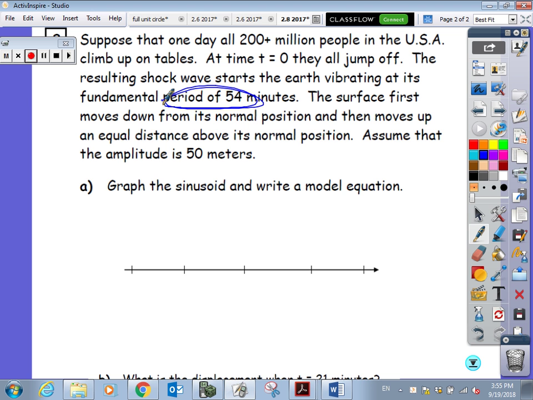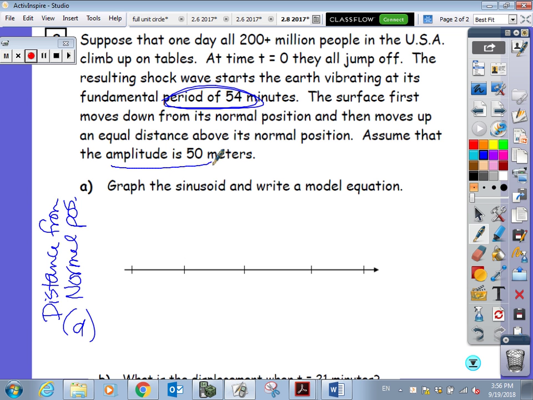All right, so this is going to be distance from normal position. And it doesn't tell us anything, so I'm going to use D again. You can pick Y. You can pick anything but T because that's already been told what it is. Assume that the amplitude is 50. So we know our amplitude is 50. We need that for the graph and to write our equation. So everything at time equals 0, we're in normal position.